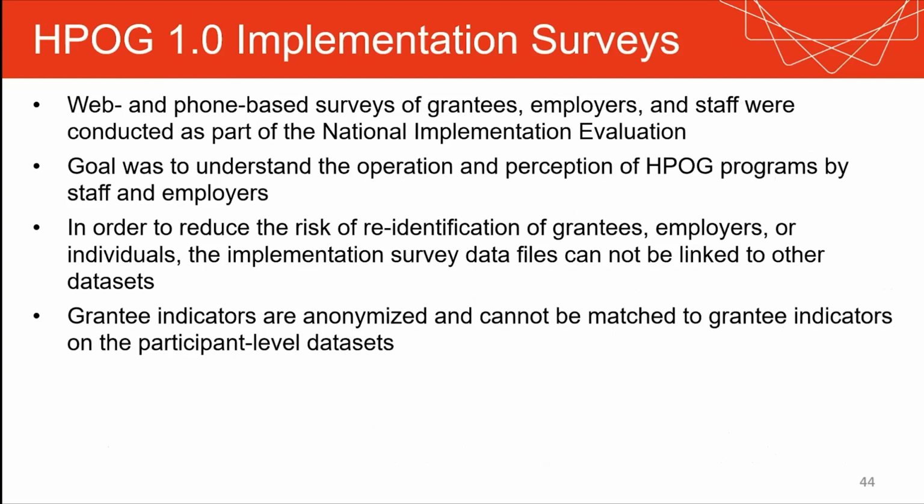Briefly, I mentioned the HPOG 1 implementation surveys. These were web and phone-based surveys of grantees, employers, and staff, very similar to the PACE version of these surveys. And as with the PACE version, the implementation survey data files can't be linked to the participant-level data files. And they're anonymized, so they can't be matched back to specific grantees.